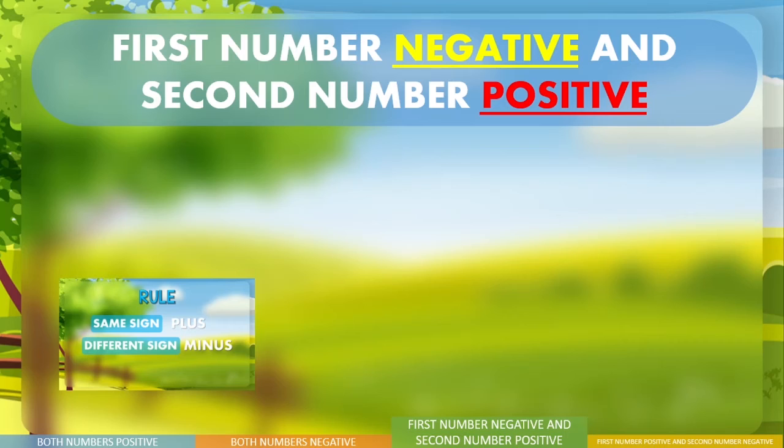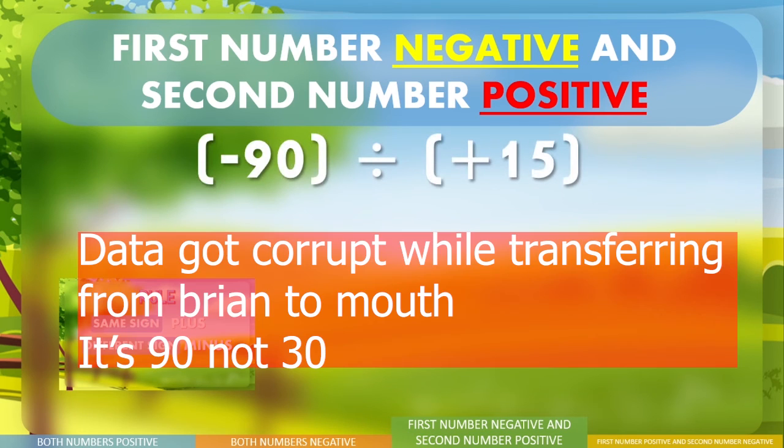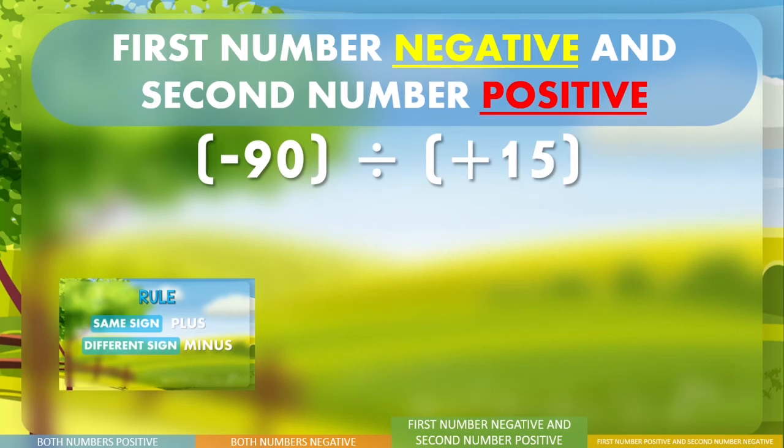If we have the first number negative and the second number positive, what do we do? -30 divided by +15 is our example. Now we have different signs, so our answer should be negative. 90 divided by 15 is 6. And since our answer is supposed to be negative, we'll put a negative sign in front of it. So we'll get -6.